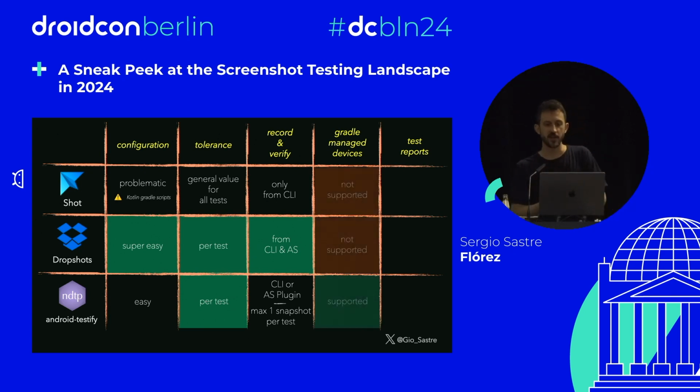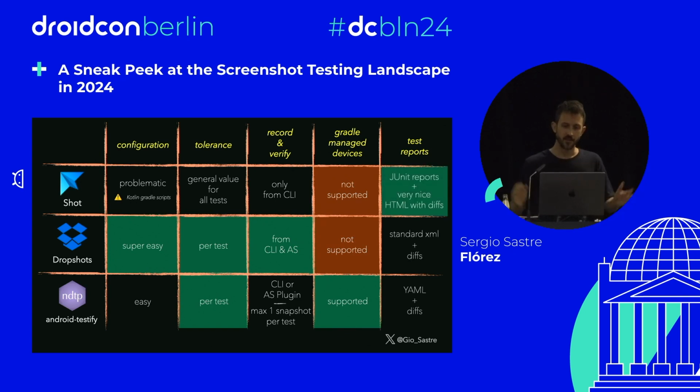One thing, Gradle managed devices, which actually simplifies screenshot testing a lot with emulators because they handle starting of emulators and so on. It's not supported out of the box, it requires some special configuration, and Android Testify is the only one that supports it, which is a very nice feature, by the way. And then test reports. All of them provide test reports with diffs, but the one from Shot is really, really nice. So if reporting is very important for you, Shot is probably the way to go.